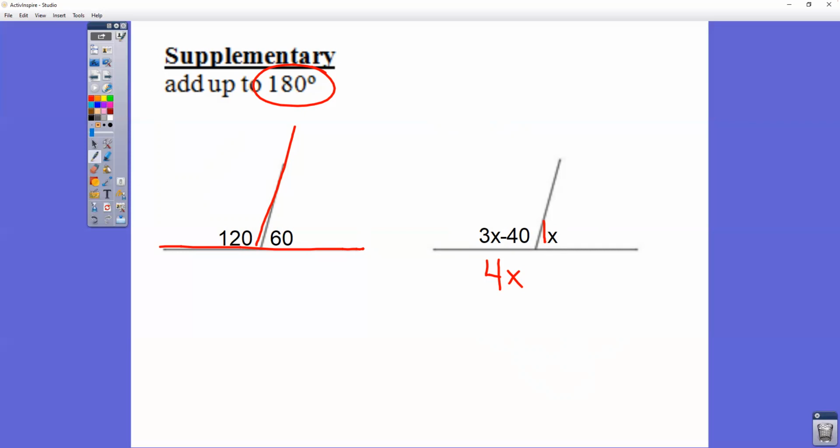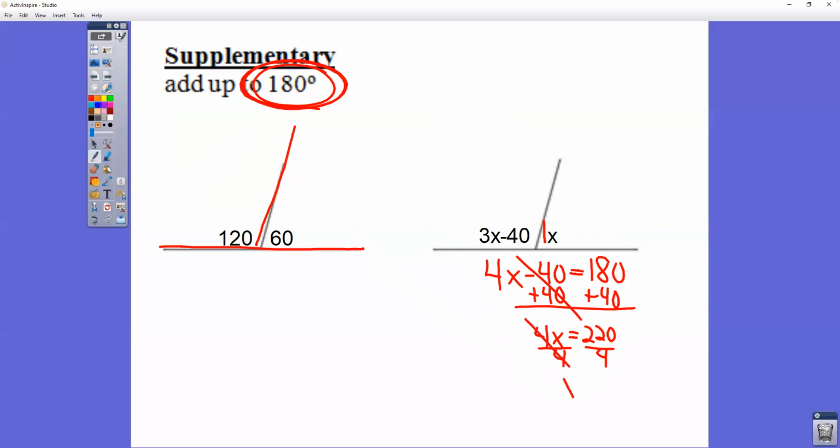Then we have a minus 40. We don't have anything with this one, so it's just minus 40. These are supplementary angles, so they add up to 180 degrees. So equals 180. There's your two-step equation. That's what we're going to solve now. So plus 40 to get that 4x all by itself. So 4x equals 220. Divide by 4, divide by 4, and you get x equals 55.